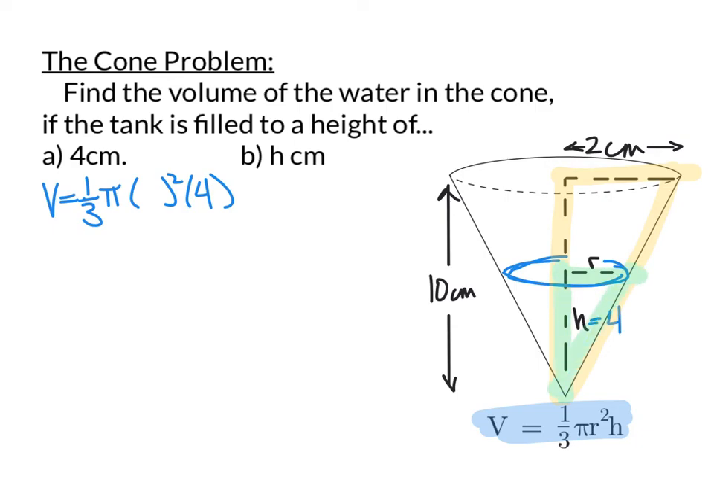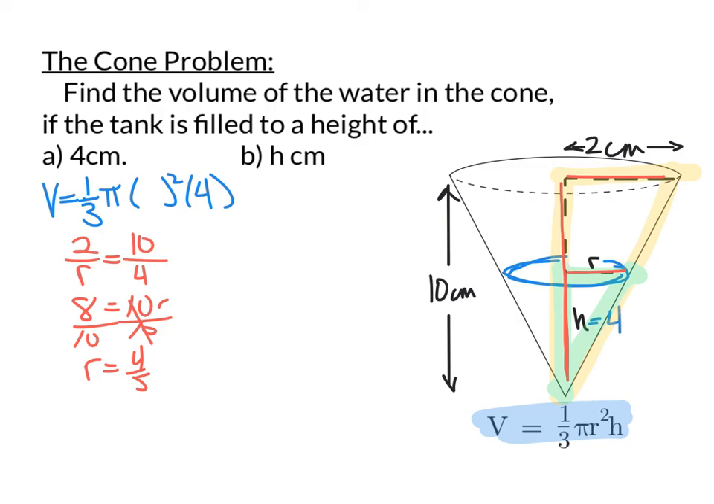So we have to do a little side calculation first. When it comes to similar triangles, the ratio of corresponding sides is the same. So if I went radius and radius, those two are related to each other. 2 is related to r in the same way that the big height is related to the small height. The big height is 10 and the small height is 4. So in this case, we can cross multiply. 8 is equal to 10r, divide both sides by 10, and we get that r is equal to 4/5. So we can plug that in there, 4/5.